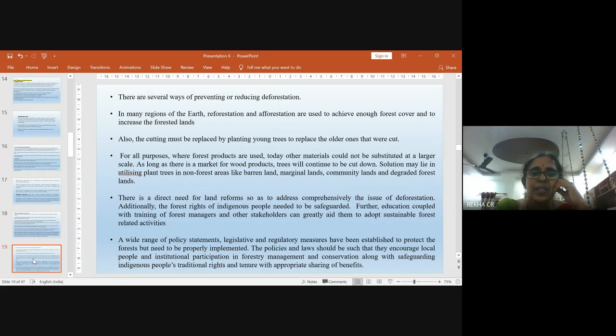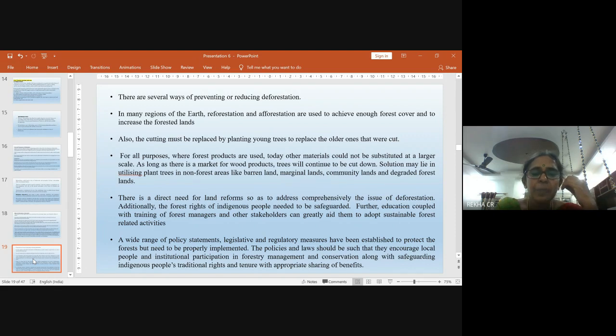So how to prevent or reduce deforestation? It is just the opposite, by planting new plants. So reforestation and afforestation are used to achieve enough forest cover to increase the forested lands. So the cutting of the trees should be replaced by planting young trees, and the older ones which are cut are replaced by the younger plants.